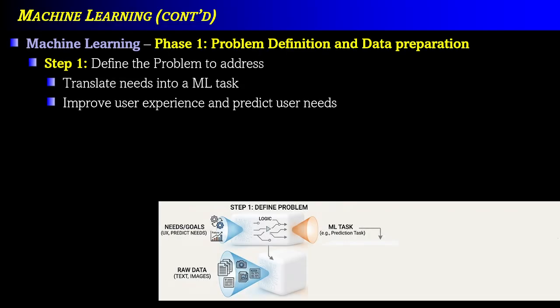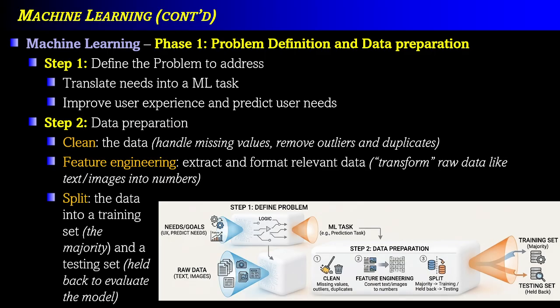We could also look at it in phases. So in machine learning, phase one is problem definition and data preparation. So what are we looking at here? Well, step one, we have to figure out what problem that this machine learning model is going to address. And what that means is we're going to translate the needs of that problem into a machine learning task. We want to improve user experience and predict the needs of the user in step one.